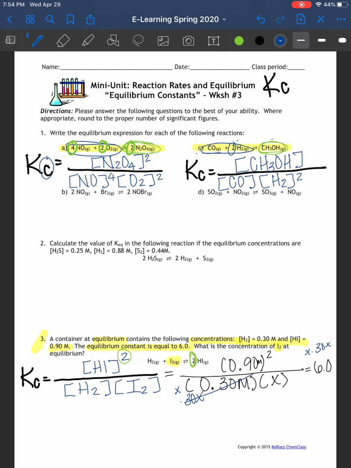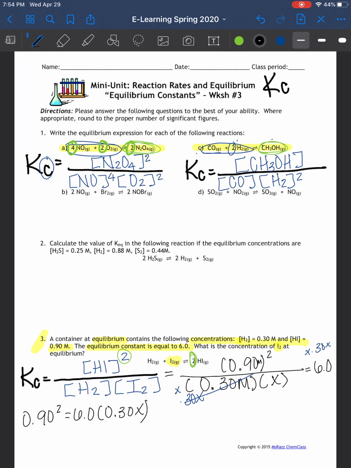Okay, so what it looks like when I write it down into the next line, I have 0.90 squared is equal to 6.0 times 0.30x. Okay, so let's go ahead and start simplifying and solving this a little bit. So 0.90 squared, I have a calculator right next door to me. I suggest that you guys follow along and do these calculations yourself as well.